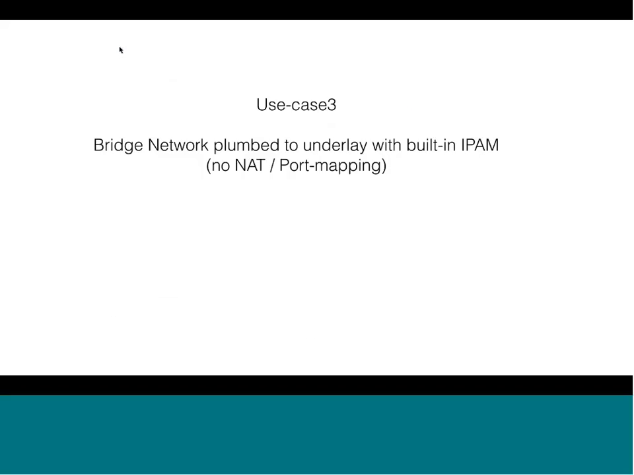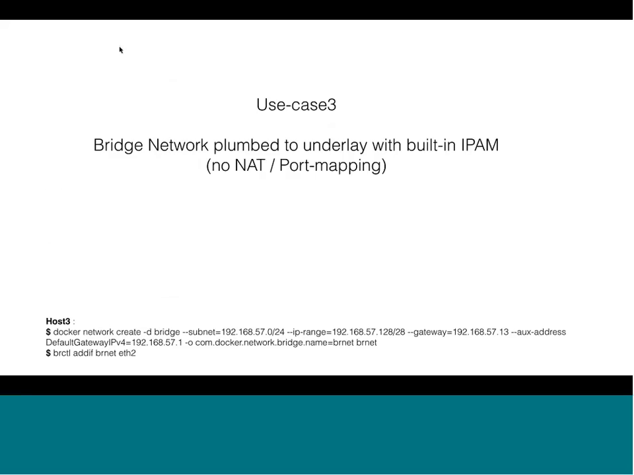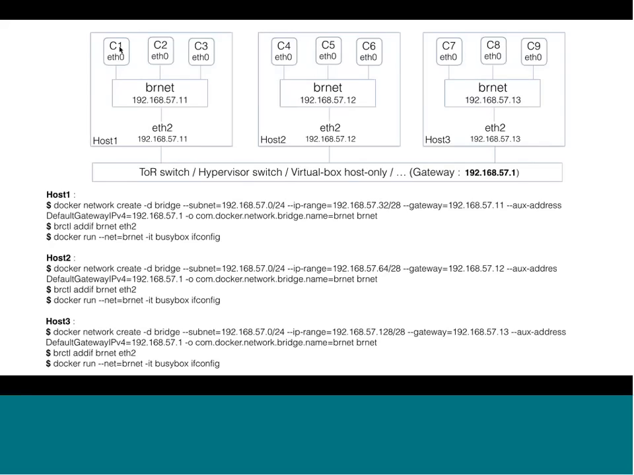So there is another way of doing it, where folks have asked for a way to not do porting, NATing and port mapping. Rather, they would like to use the IP addresses for the given containers from the physical network itself. The simplest way to do it is to create a network, provide a subnet and IP ranges, and provide an external gateway.